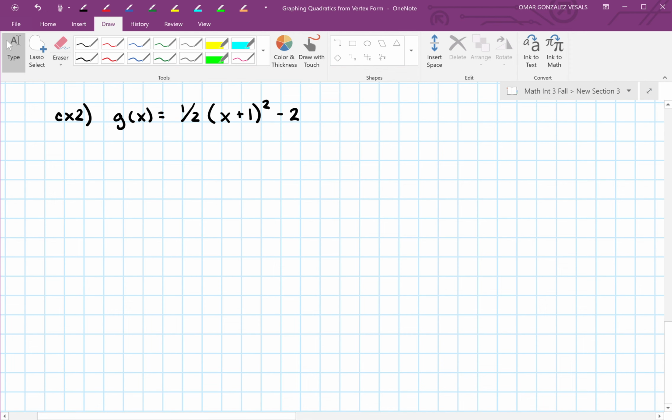How many of you guys have heard of completing the square? Oh, that's easy. You use completing the square when you're going standard to vertex. So if you don't like graphing in standard form, and you like graphing in vertex form, then you complete the square. You can put it in vertex form, and then it's easier.